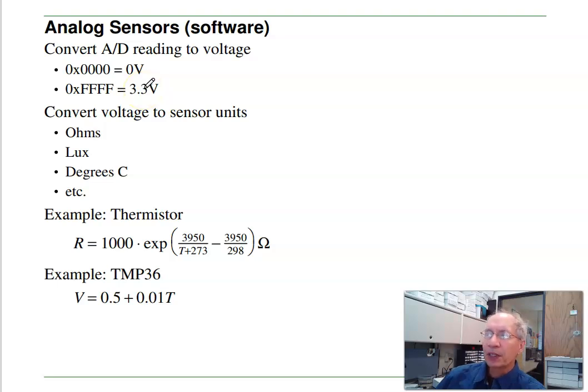If I have a voltage divider, given voltage I can find a resistance. If I know resistance, I can find temperature. Or if it's a TMP36 sensor, if I know voltage, I know temperature directly. Just do a little bit of algebra, and given what I've measured, calculate what I want to know. Temperature, voltage, or temperature, resistance, lux, something like that.